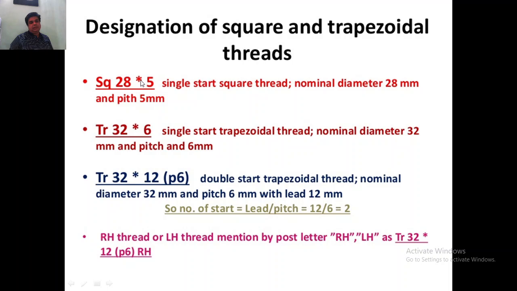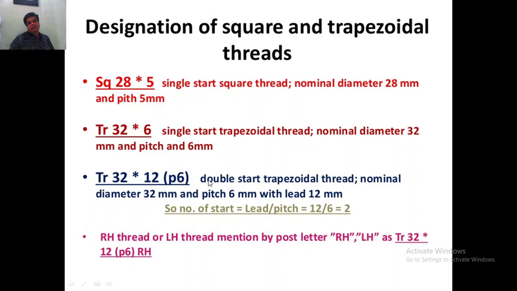So if there is a star mark, fine. After the star mark, whatever number is there, it is the pitch. TR represents the trapezoidal form of the thread, and it is a single start thread with pitch 6, and the nominal diameter of the screw rod is 32 mm.